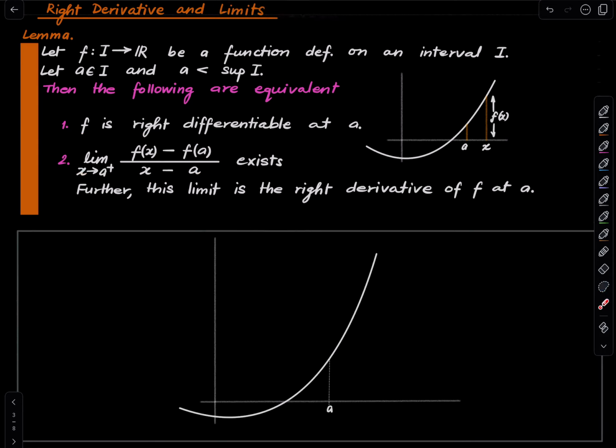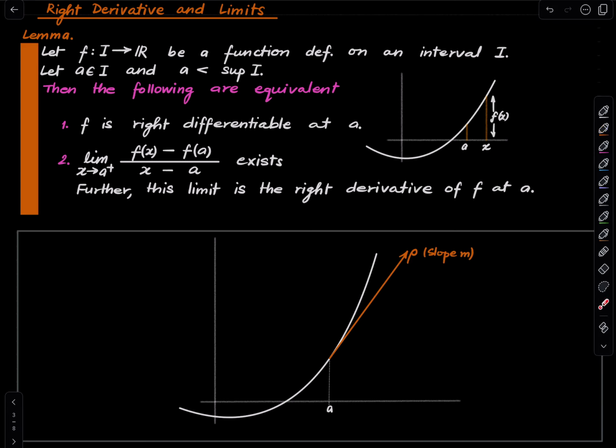So let's first talk about this direction. Suppose f is right differentiable at a, which means that there is a right tangent to the graph of f at the point (a, f(a)). So let me draw that right tangent. So there is a right tangent, call it rho, and let's say it has some slope, call it m.